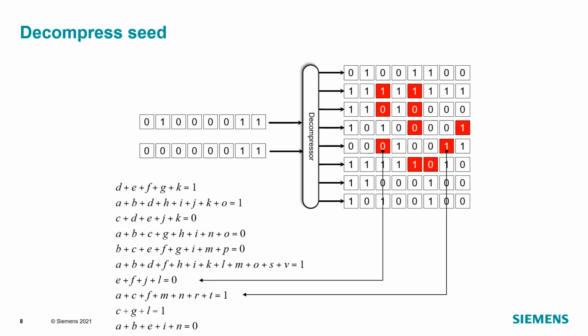Just like this one. When we apply the compressed stimuli through the decompressor, we obtain the original values of the test cube. In addition, the other positions, which originally were don't cares, are now filled with values that are implied by the solver. They serve as random fill. In this particular case, a very simple one, we succeeded in solving the system of linear equations.